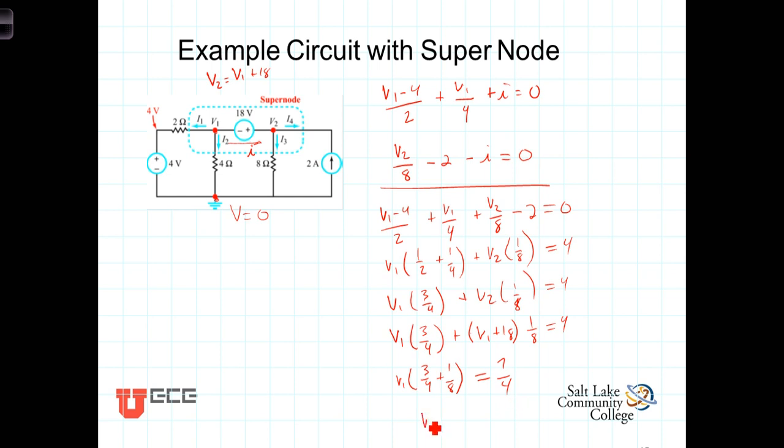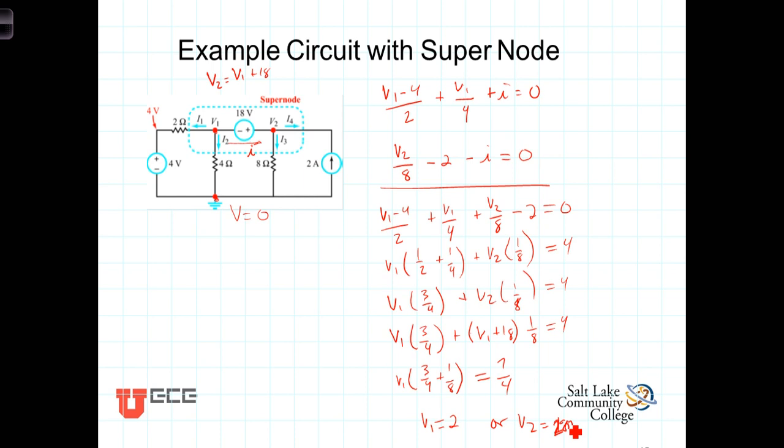Solving this for V1, we get that V1 is equal to 2 volts. And now that we know V1, we can determine that V2 is 18 volts greater than V1, or V2 is equal to 20 volts. 18 volts plus 2 is 20 volts.